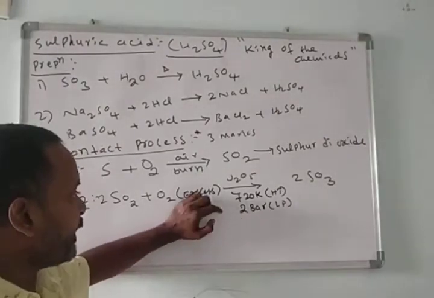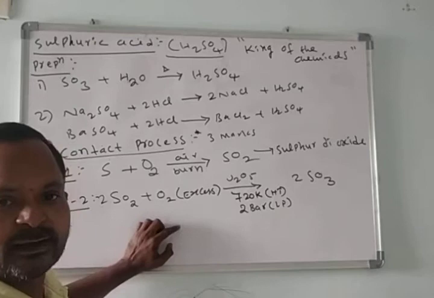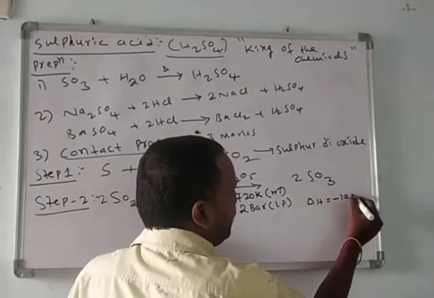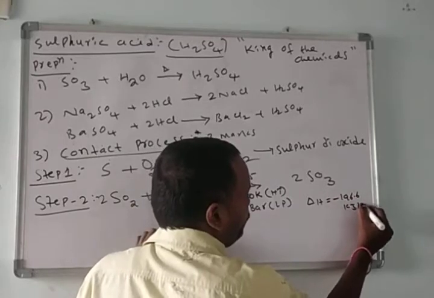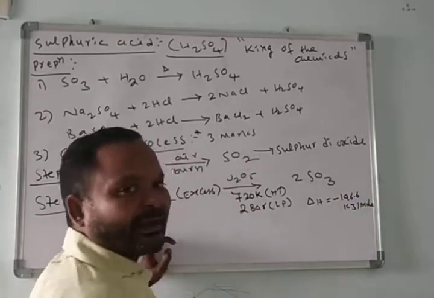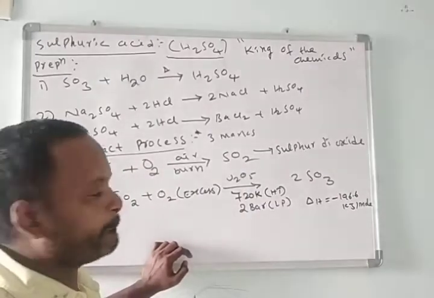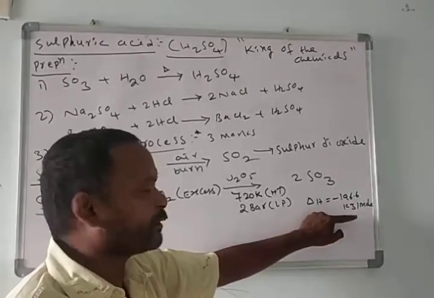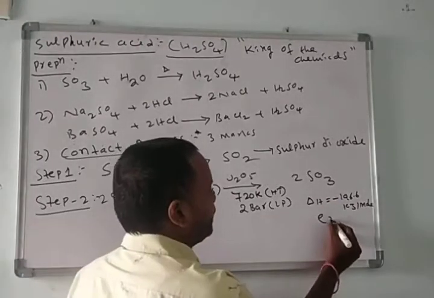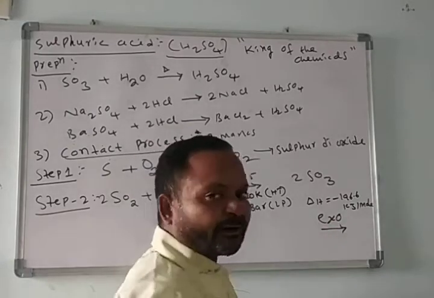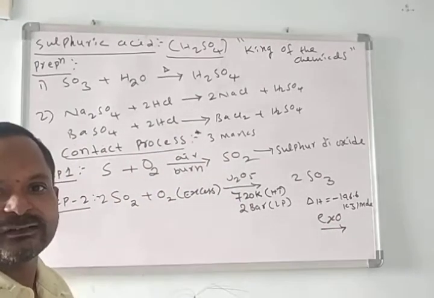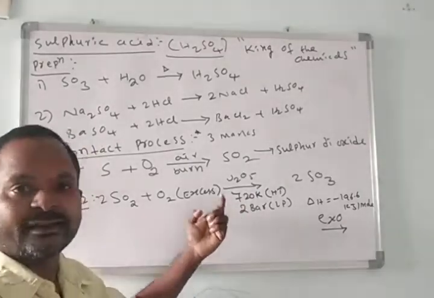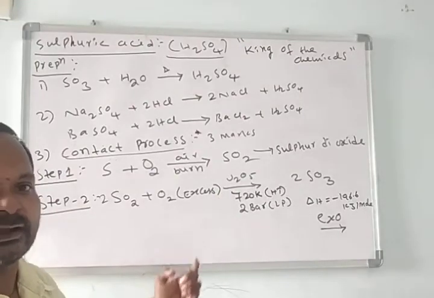Here, this reaction is an exothermic reaction. That means the delta H value is minus 196.6 kilojoules per mole. Delta H, enthalpy. Here this much heat is evolved. How much? 196.6 kilojoules per mole. It is an exothermic reaction. For the exothermic reaction, conditions are based on the Le Chatelier principle, and one more thing, it is also an equilibrium reaction, a reversible reaction.